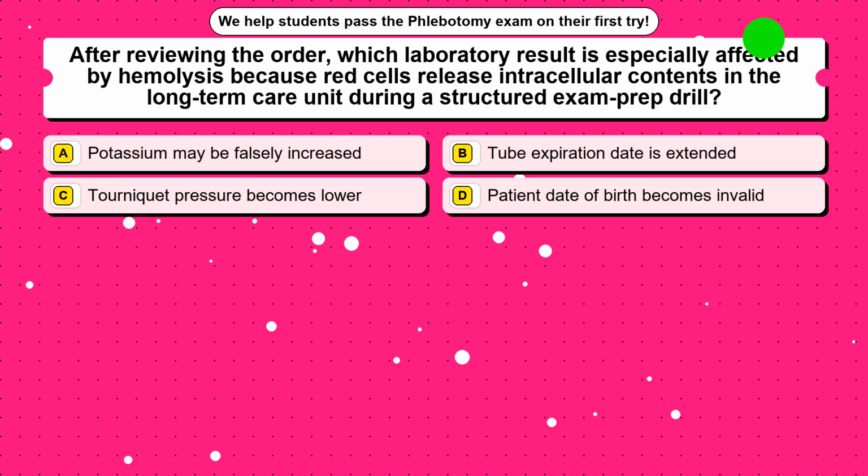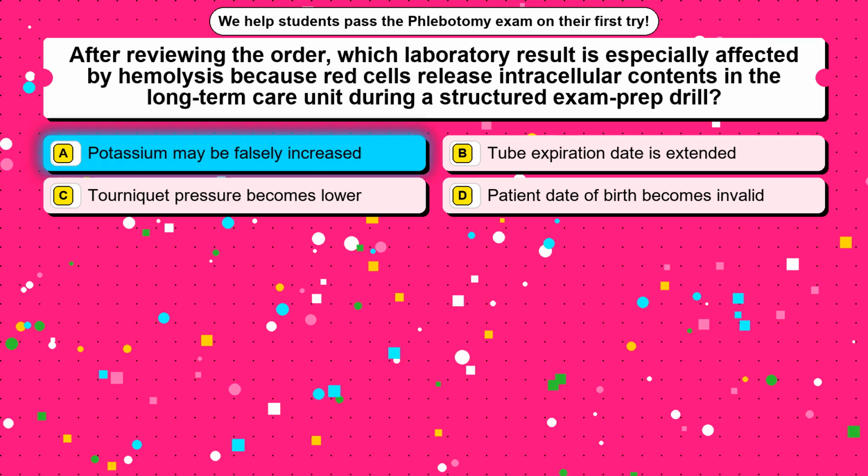Question 56. After reviewing the order, which laboratory result is especially affected by hemolysis because red cells release intracellular contents in the long-term care unit during a structured exam prep drill? Option A. Potassium may be falsely increased. Option B. Tube expiration date is extended. Option C. Tourniquet pressure becomes lower. Option D. Patient date of birth becomes invalid.